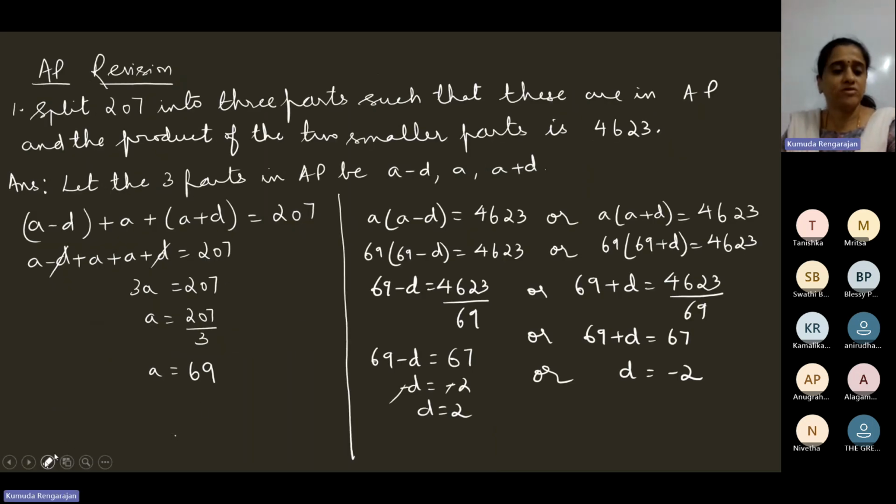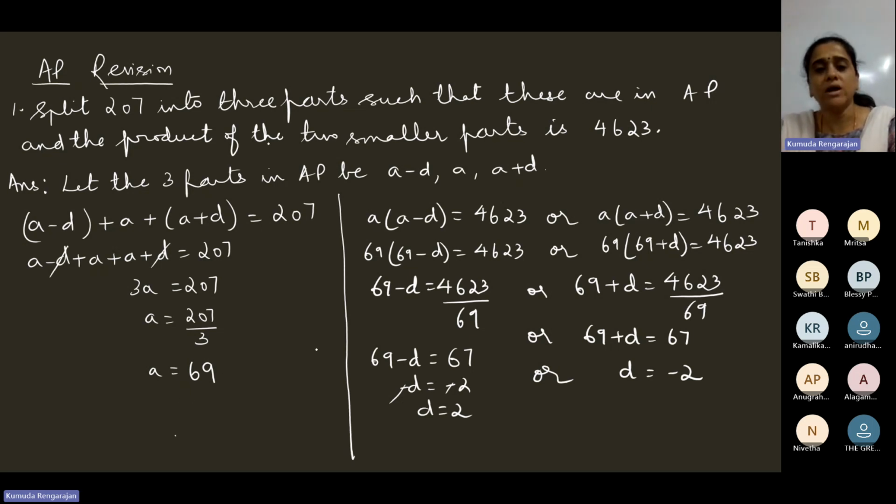Okay. So split 207 into 3 parts. So let the 3 parts be A minus D, A and A plus D. When you add the 3 parts, you should get the total 207, right? Because you're splitting 207 into 3 parts. So when you put the 3 parts together, the total should be 207. So when you do that, you're able to find the value of A.